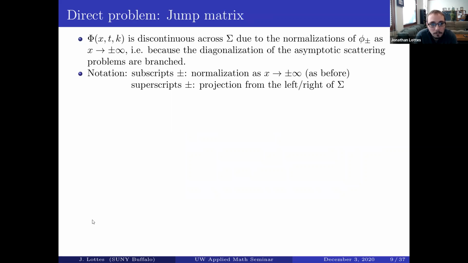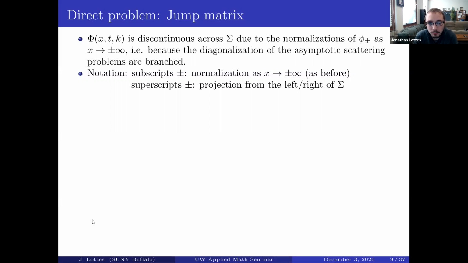Okay, so as I've already mentioned, this phi is discontinuous on our continuous spectrum. Part of it is discontinuous because of the way we defined it in upper and lower half planes. So we're sort of forcing a discontinuity across R. But there's also discontinuities across the branch cuts because the Jost solutions are discontinuous across the branch cuts. And again, that's because we're normalizing those Jost solutions at plus or minus infinity and diagonalizing those asymptotic scattering problems, the eigenvalues are branched.